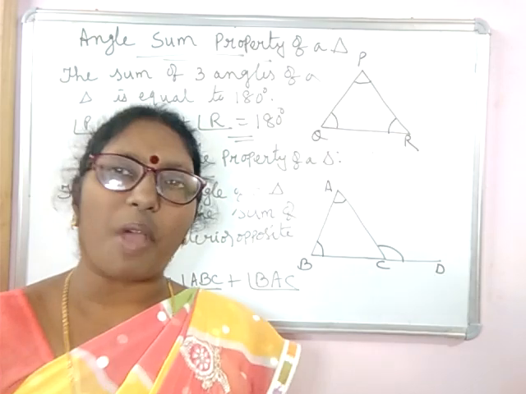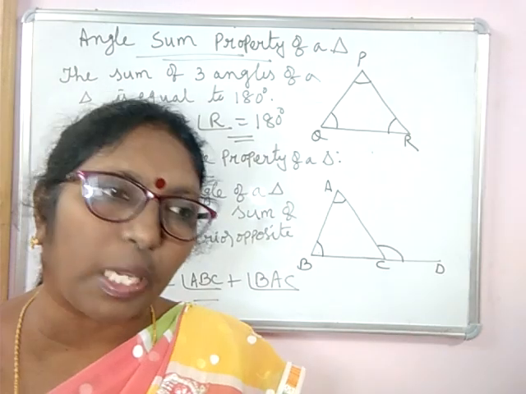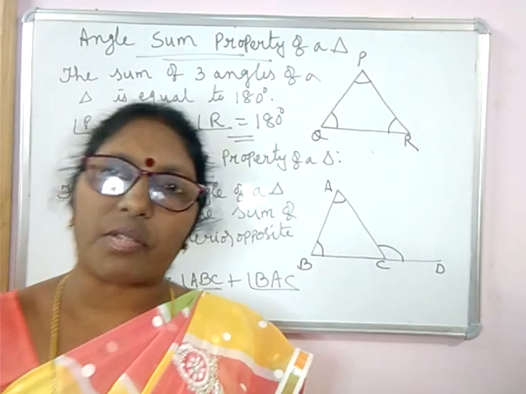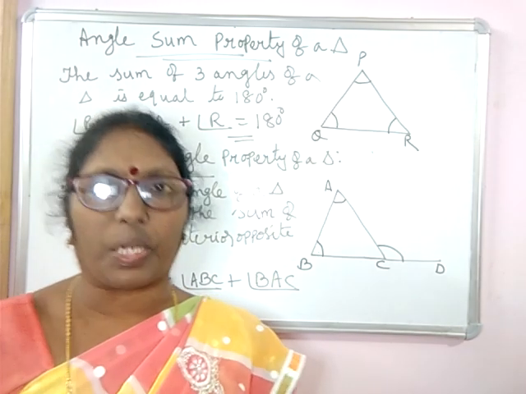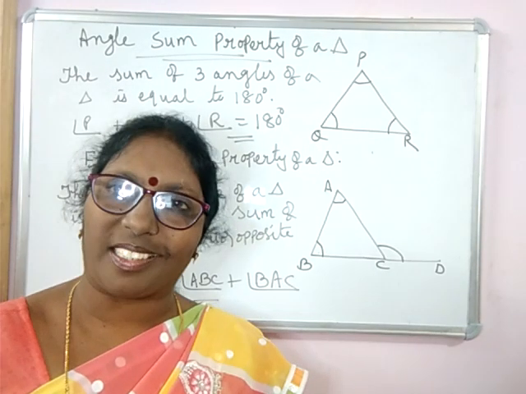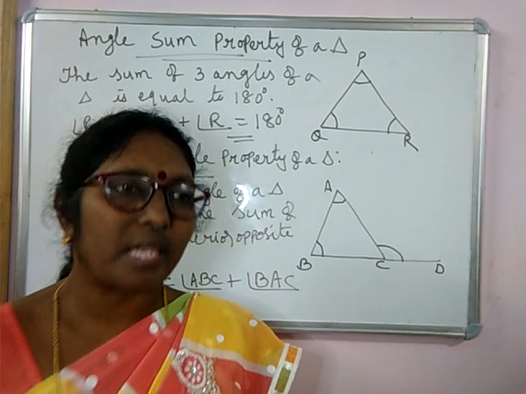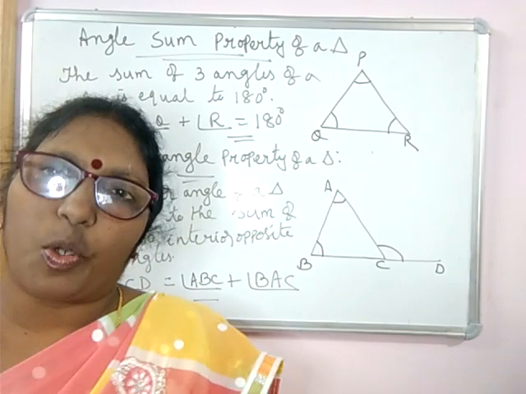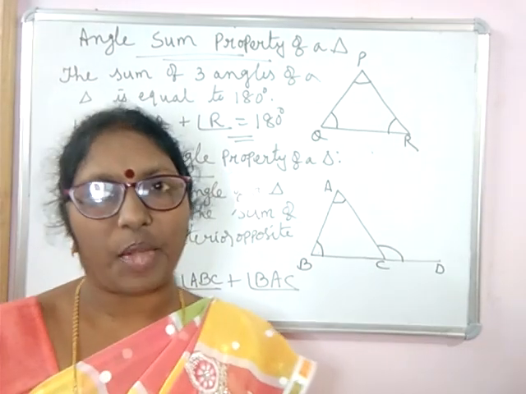So sum of three angles of a triangle is always equal to 180 degrees, and the exterior angle of a triangle is always equal to the sum of its two interior opposite angles. And in the next class you are going to learn some more new terms related to triangles.